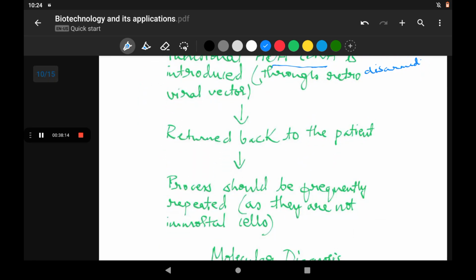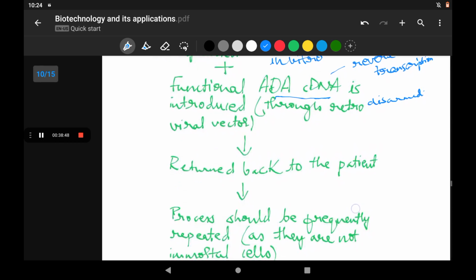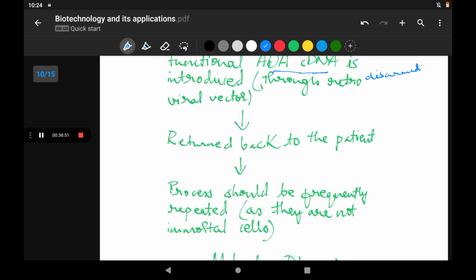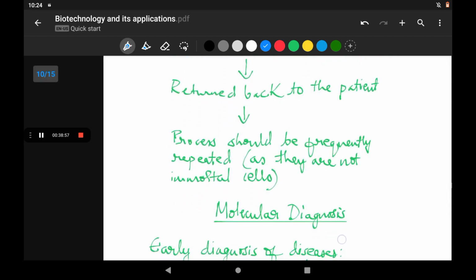This process should be frequently repeated as the lymphocytes are not immortal cells and they have an expiry period, or their lifespan is not for a long duration of time. As a result, this process is repeated frequently to keep the patient in normal condition. So the lymphocytes are taken out from the body, and within the lab, we introduce this ADA cDNA into the lymphocytes, and these modified lymphocytes are returned back to the patient. So the process should be repeated frequently as they are not immortal cells.